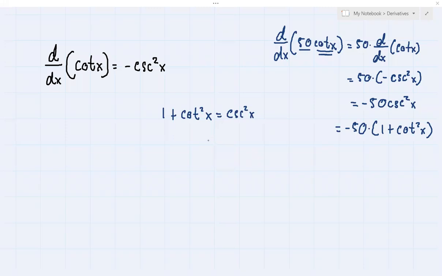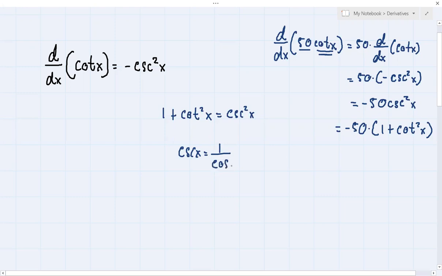Or, we can still simplify this one in a different way. Kung naalala yung reciprocal identity, cosecant x is equal to 1 all over sine x, diba? So therefore, we can rewrite this as negative 50 times 1 all over sine squared x. So we can have negative 50 all over sine squared x. Ayan.